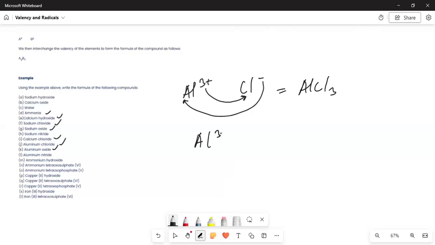Aluminium oxide. Again, aluminium is 3, oxygen is 2. So when there is a combination between the two of them, oxygen picks 3 from aluminium, while aluminium picks 2 from oxygen, so that the formula is Al2O3, aluminium oxide. The next one is aluminium nitride.